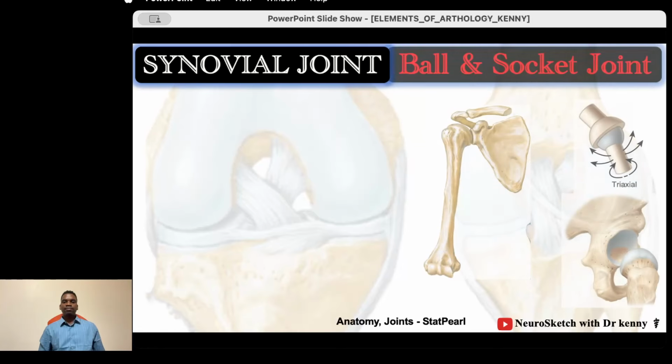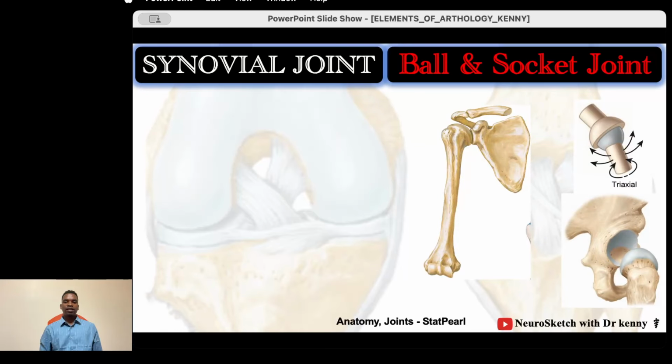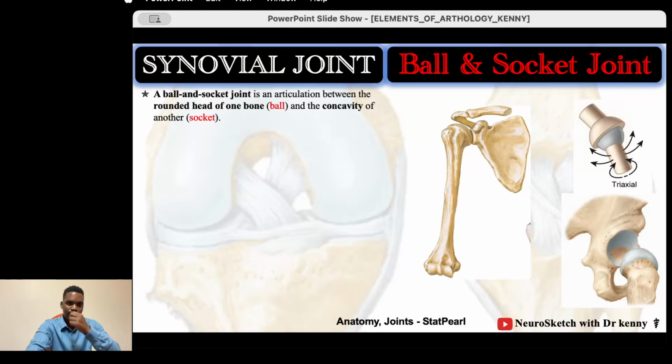So the last one, the ball and socket joint. You all know the ball and socket, and this is a joint between a head of one bone, which acts as a ball, and a depression of another bone, which acts as a socket. Okay, so that's where it's a ball and socket. It's an articulation between a rounded head of one bone, which behaves like a ball, and a concavity of another bone, which behaves like a socket.